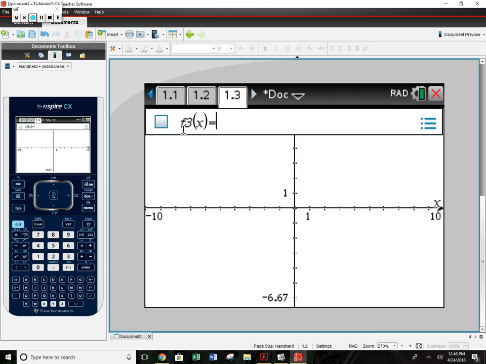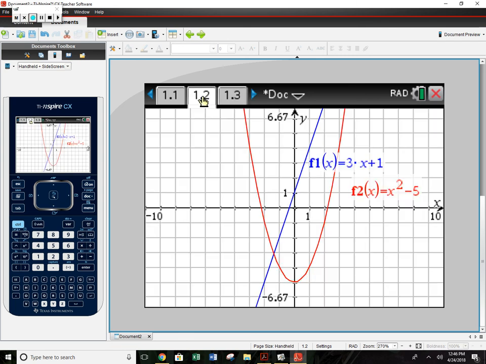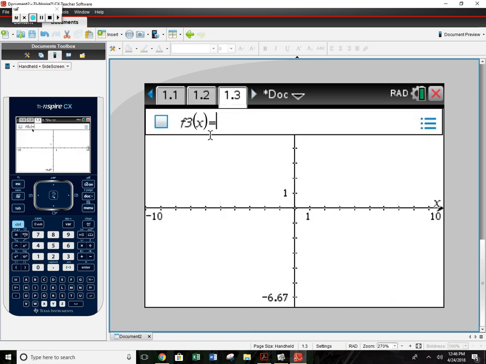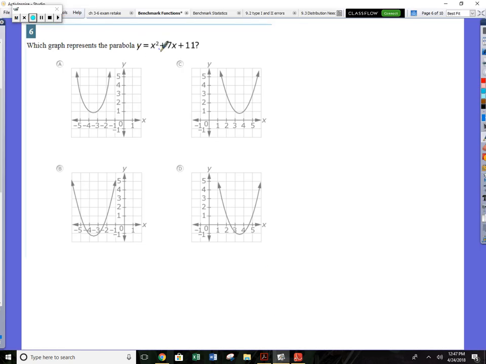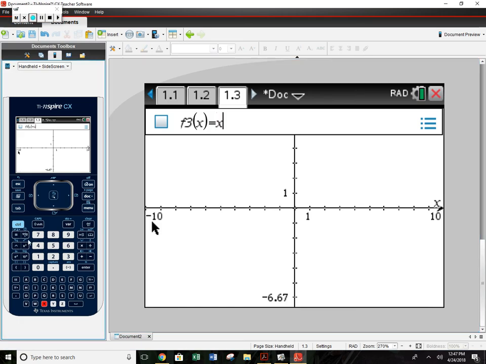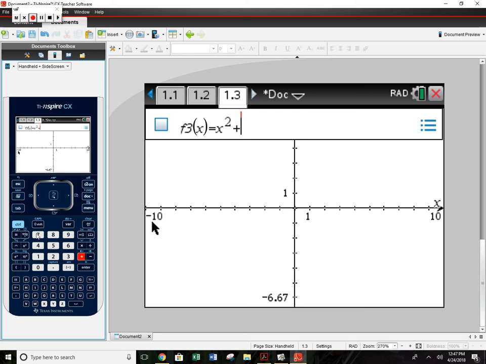Now look, Hannah, this says F3. This is going to be my third graph because on this page right here, that's my first graph, that's my second graph, so F3 is just my third graph. Type it in. Everybody type this in. You're going to type in x squared plus 7x plus 11, not 12. X squared plus 7x plus 11. Okay, hit enter.